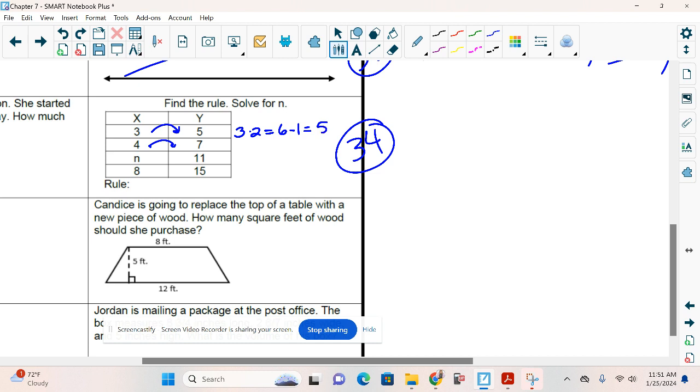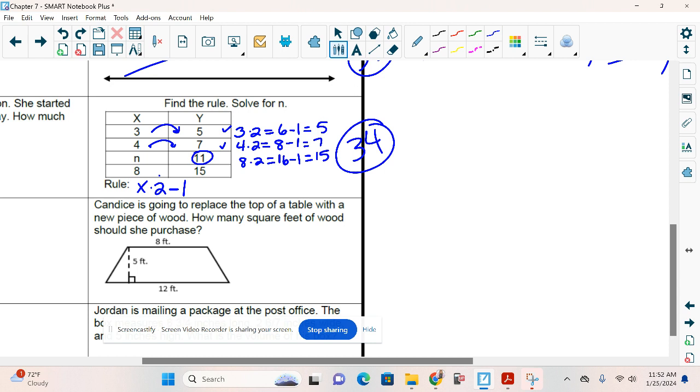So does the rule work for the next one? If I double 4, I get 8, and I minus 1, I get 7. I'm going to test it with 8. If I double 8, I get 16, and minus 1, I get 15. So my rule is I'm taking x, multiplying it by 2, and then taking 1 away. But I'm having to work backwards at this point.